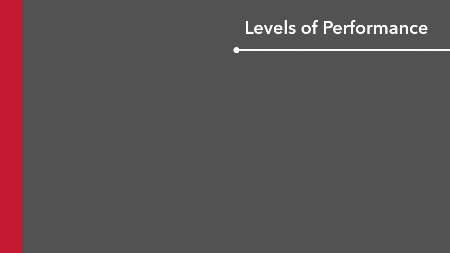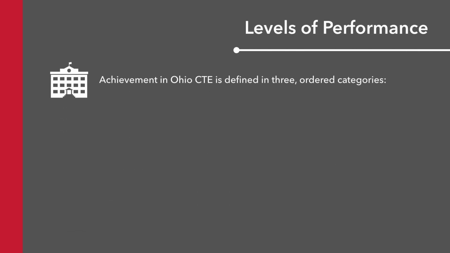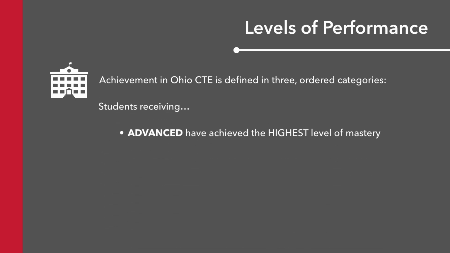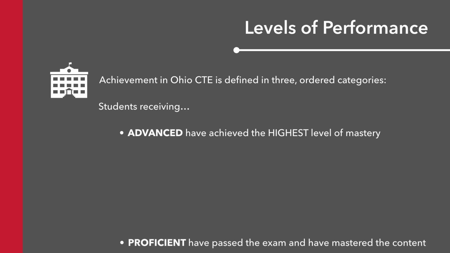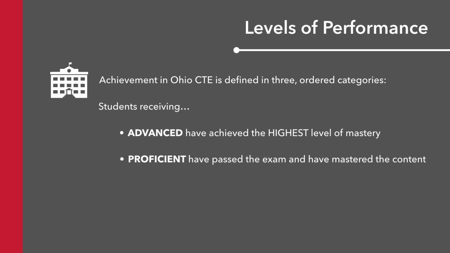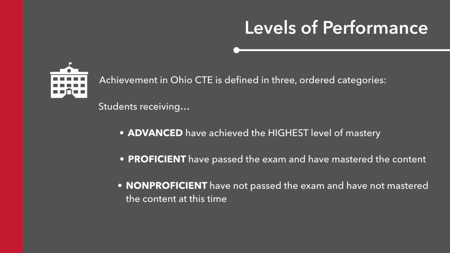Achievement in Ohio career technical education is defined and reported in 3 ordered categories. Students designated advanced have achieved the highest level of mastery. Students designated proficient have passed the exam and are considered to have mastered the course content. Students who score non-proficient have not passed the exam and have not mastered the content at this time. As a subject matter expert, you will determine what mastery looks like at each of these 3 different levels.